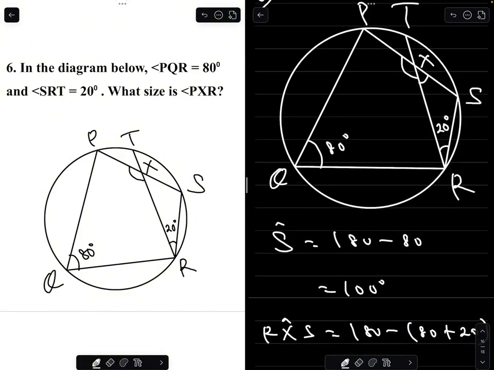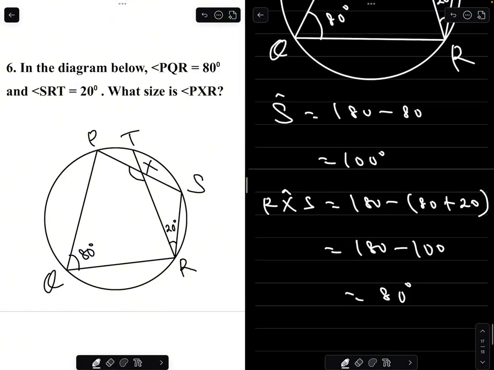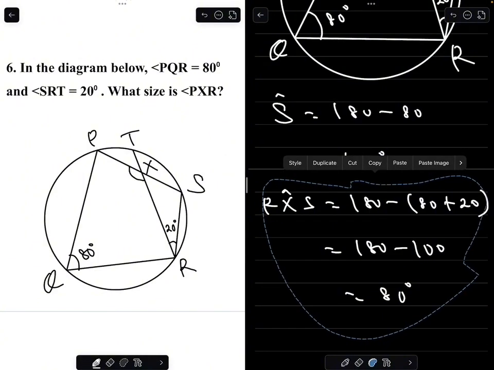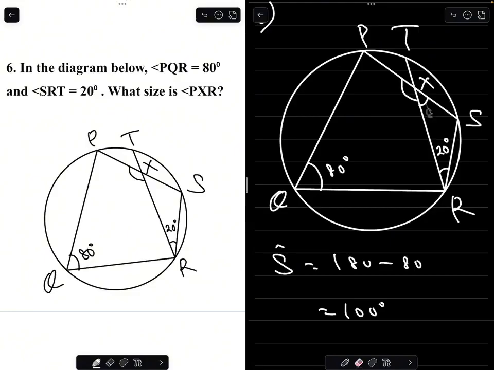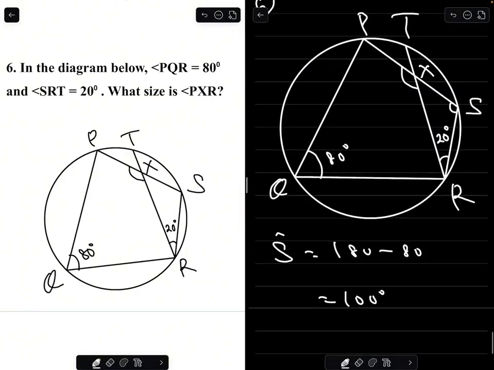Now that we know angle RXS, why was I even finding angle RXS? That was very unnecessary. Let's go back. We didn't need to find angle RXS. Let's take that out. If this angle is 100 degrees, then angle PXR, which is this angle, is going to be 100 plus 20. And the reason for that is exterior angle of a triangle is equal to the sum of opposite interior angles.